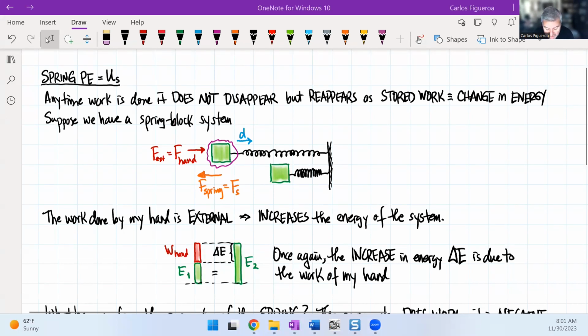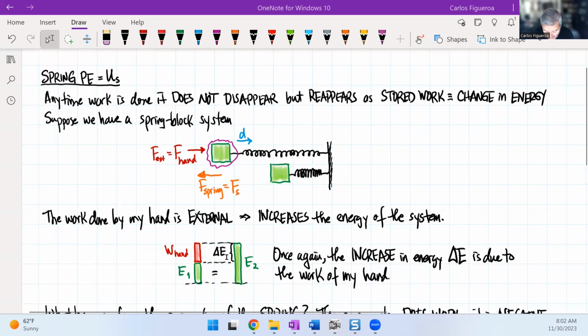So if I have a spring block system and I put an external force like my hand and I compress the spring, my hand does work. Now, because my hand is external to the system, the work of my hand has to increase the energy of the spring. However, we're not interested in the hand.